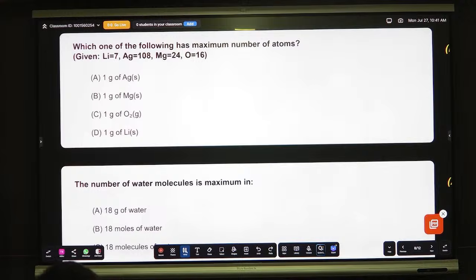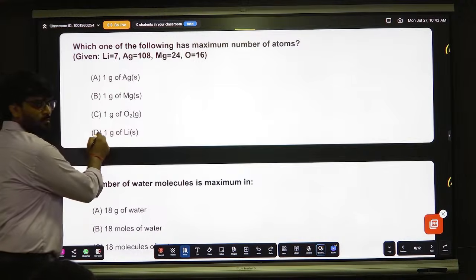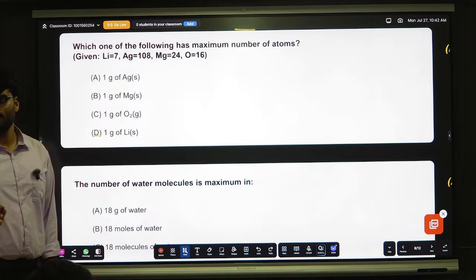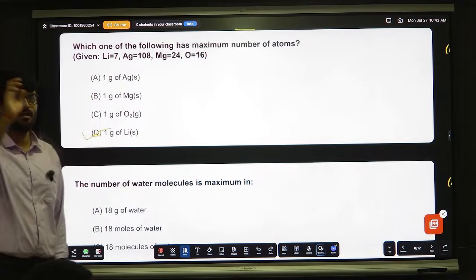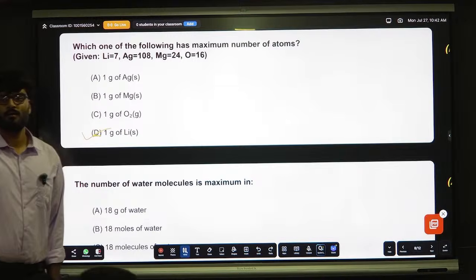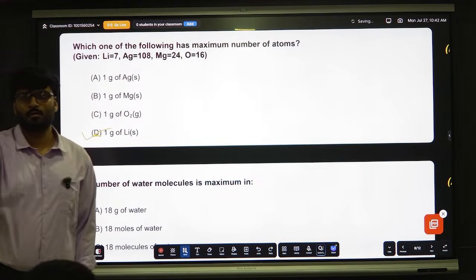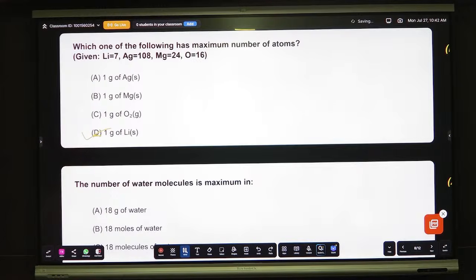Which answer? D. B. B. D. Everyone got the answer D. You did not got the answer. Hmm. So you said you're not getting what answer good. D. Oh, very good. Very good.